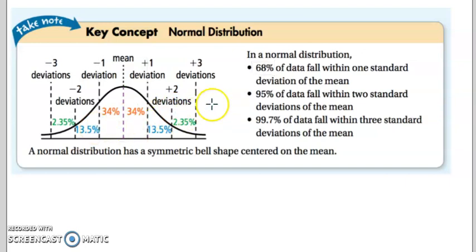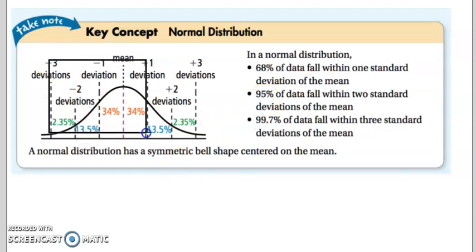Then the empirical rule says that within two standard deviations, so two standard deviations below or two standard deviations above the mean, we're going to have 95% of the data. So again, if I were to add all these little values together here, I would get 95%, right? We already know that the two 34s make 68. The 13.5, another 13.5, that'd be 27. So 68 plus 27, boom, 95.